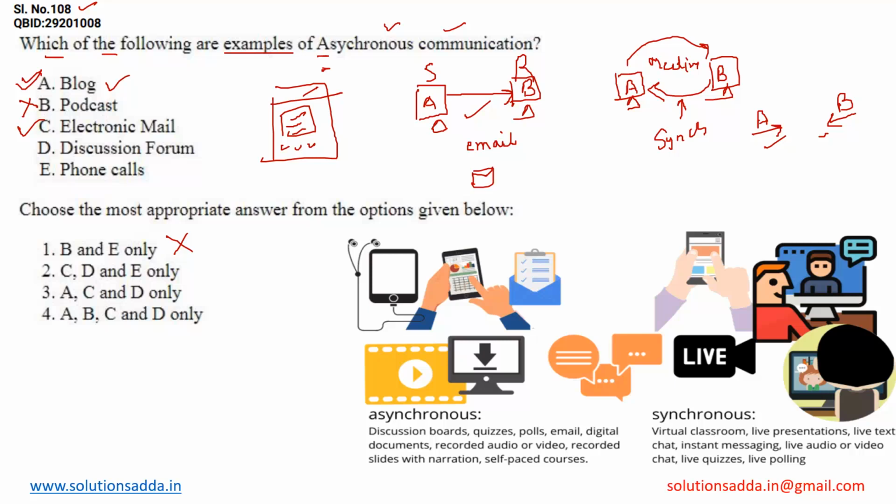So let's check the D. Option number D, which is called discussion forum. Discussion forum is somewhat like a blog. So discussion forum is another example of asynchronous communication.